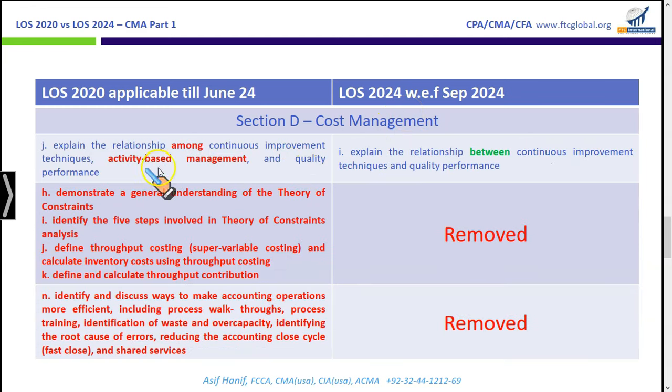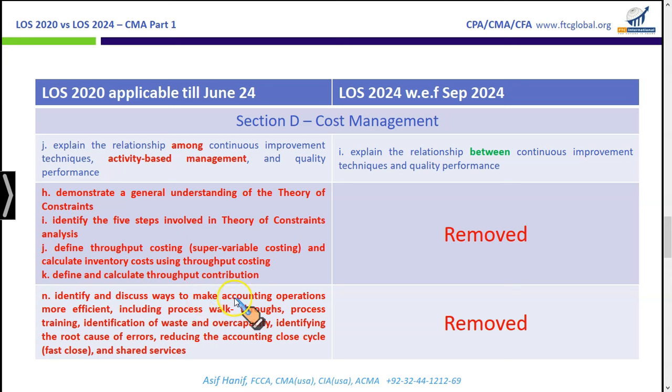Section D, cost management, continues. Explain the relationship among continuous improvement techniques. Activity-based management, as I told you, is removed. So they have simply now required: explain the relationship between continuous improvement techniques and quality performance. The good thing: theory of constraints is gone. No 5 steps of TOC, no throughput or super variable costing, no throughput margin. So theory of constraints is finished.